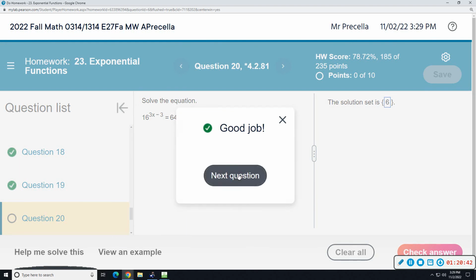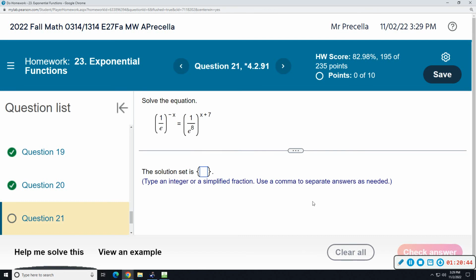Number 21. What do I see there in those parentheses? What do I see as the base that's appearing? An e, then we need to write each side with the base of e. Remember I said e is irrational. So let me write the problem down and make sure I did it. And this is not as bad as it might look at first glance.